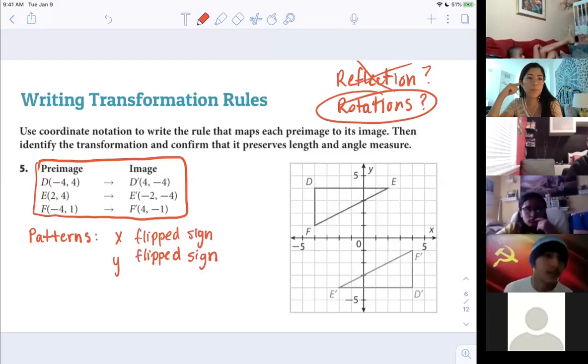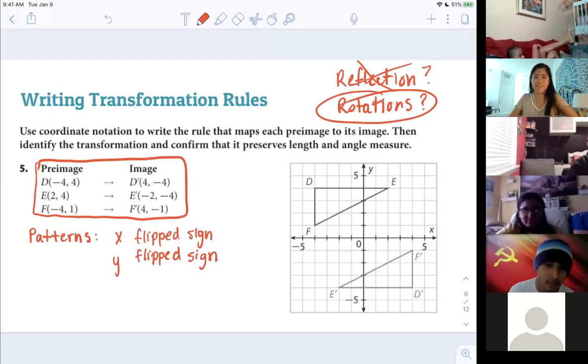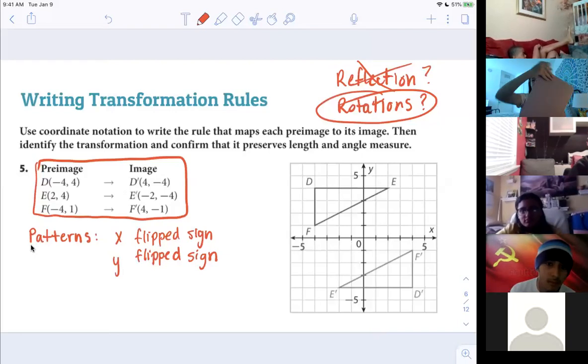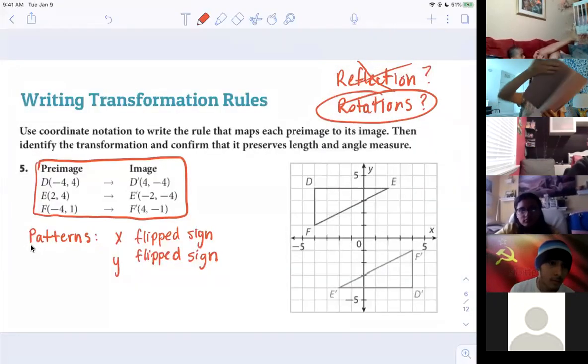What else? Oh, Perla says she flipped her phone. Okay, that's a really good point. Let me see if I can do that. So if I flip this, oh, it still stays the same. Darn. Turn off the orientation lock, or something. I don't know if it'll. Nah, it doesn't do it.